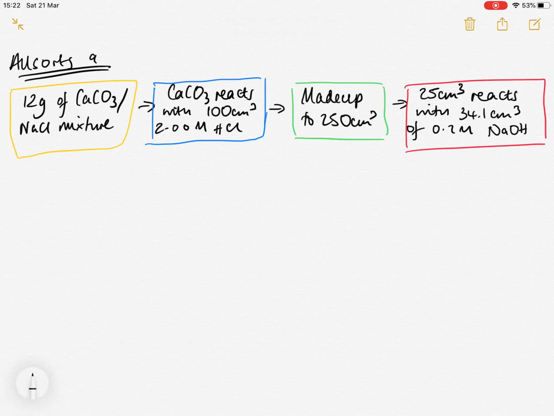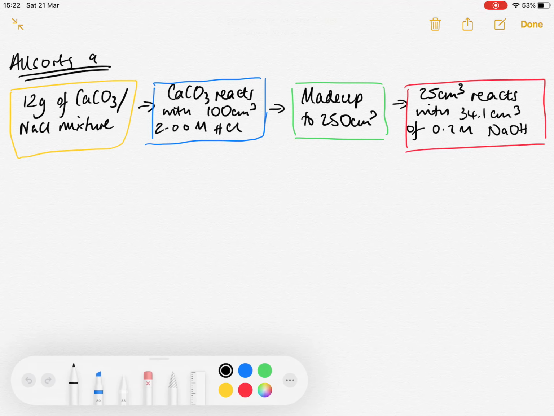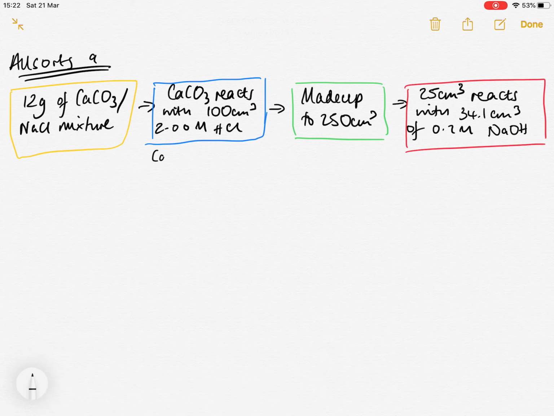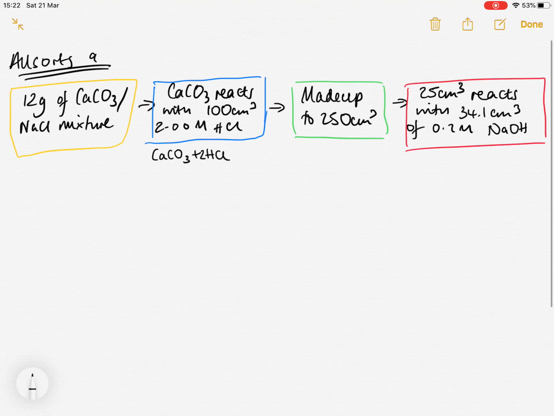So thinking through what is going on with this question, we've got this mixture of calcium carbonate and sodium chloride to begin with, and then it reacts with HCl, and obviously only the calcium carbonate reacts. So what we've got to think about here is what is going on in the reaction. Calcium carbonate reacting with HCl, what kind of a ratio do we have? Well, if we work out the balanced equation for that, it is 2HCl. Carbonate, remember, is 2 minus, reacting with the H plus from the acid, so we need 2 of them. So we have a ratio there.